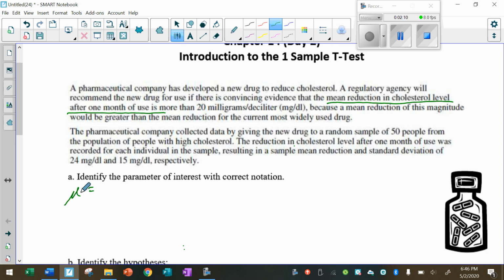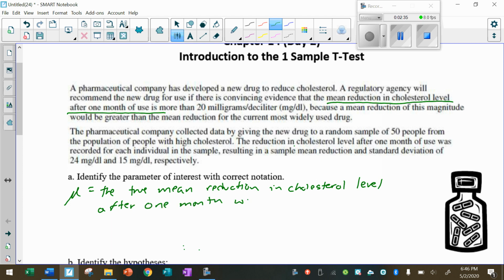All right, so our parameter is the true mean reduction in cholesterol level after 1 month with the new drug.